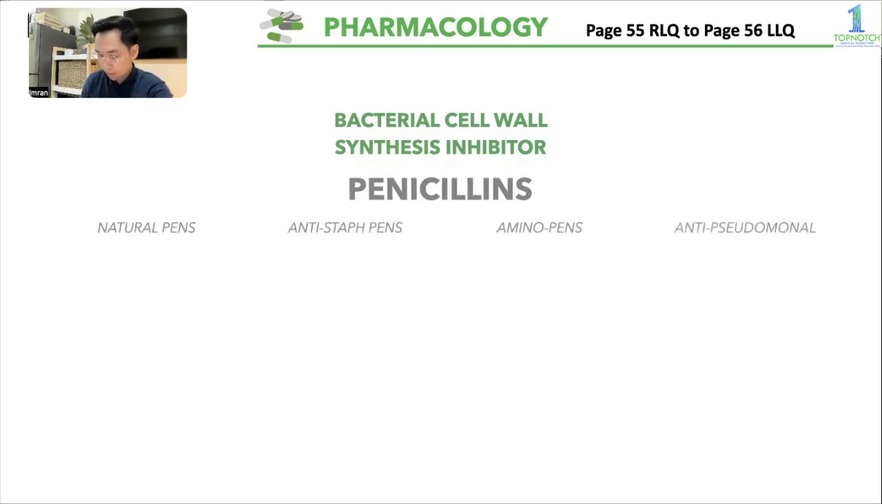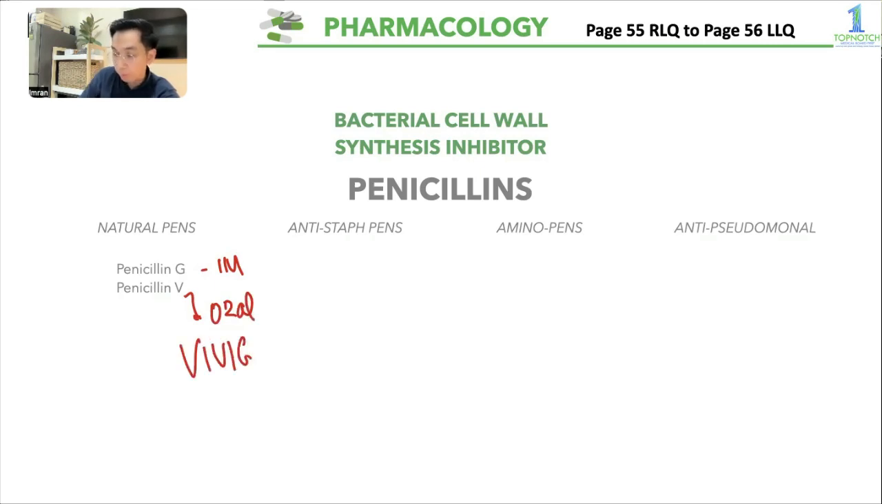Your penicillins are divided into the following: natural penicillins, anti-staphylococcal penicillins, aminopenicillins, and anti-pseudomonal penicillins. For your natural penicillins, pinakakilala dyan ay si penicillin G and penicillin V. Yung penicillin G, it's given intramuscularly, while your pen V is for oral route. V for bibig or V for bunganga. So yun yung dalawa nating types of penicillin.